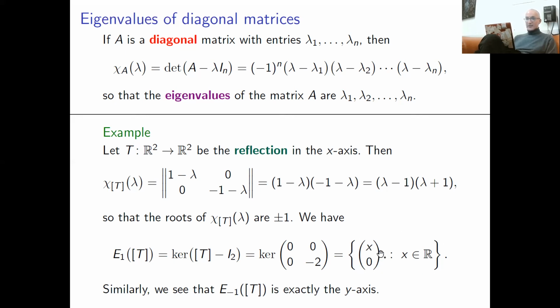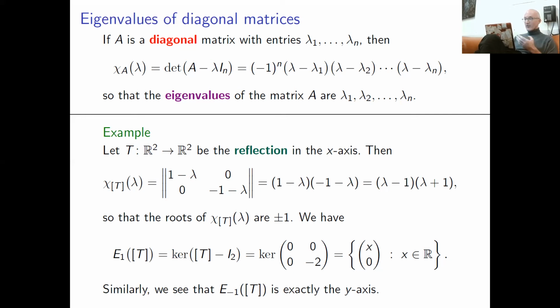So if x is 0, you get the zero vector. If x is not 0, you get an eigenvector with eigenvalue 1. All of them are here. All of them are multiples of each other, they differ by scaling. And in absolutely the same way you find the -1 eigenspace. This is the y-axis.